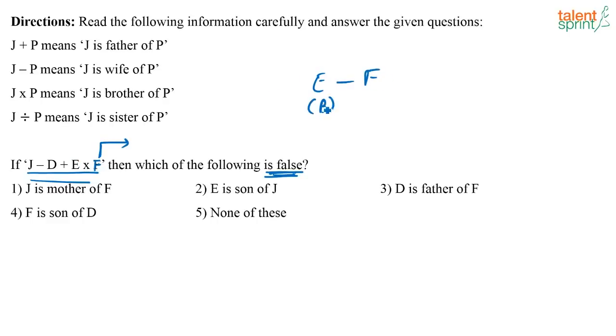So E is a male, but F can be a male or a female. I am not sure. But look at option 4. Option 4 says F is the son of D, which can be or cannot be true. F can be a male or a female. I am not sure. So definitely the one that's going to be false is option 4, F is the son of D, because the gender of F is not known.